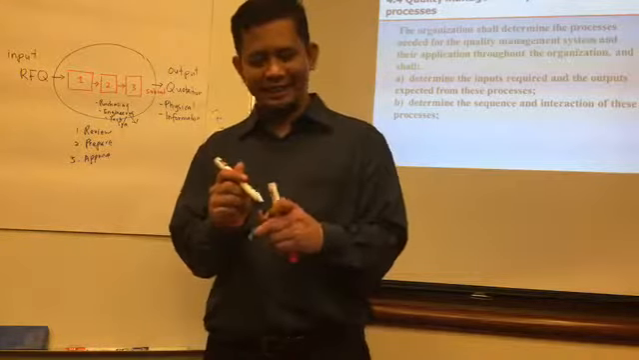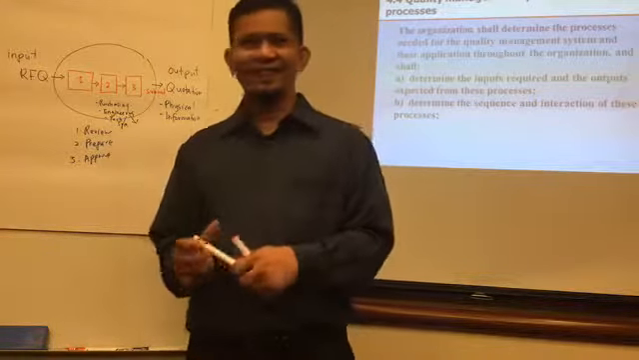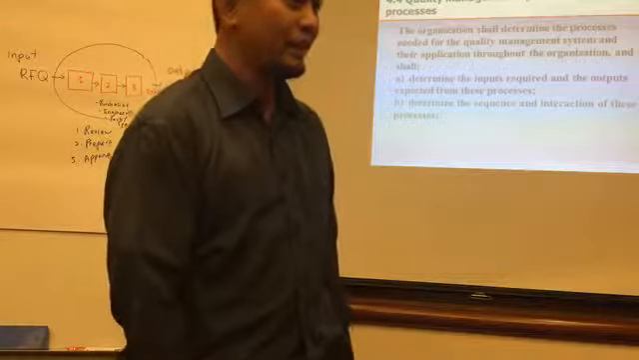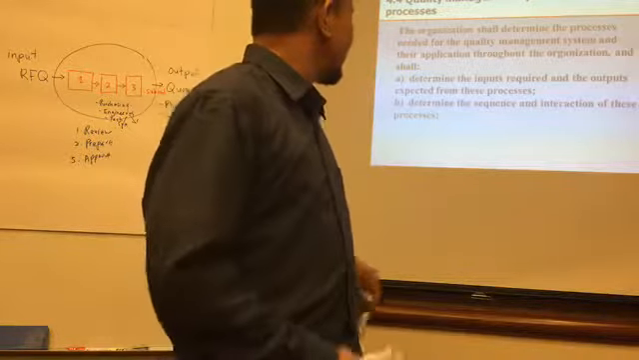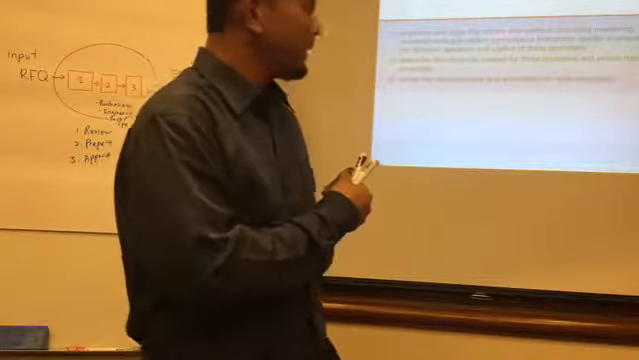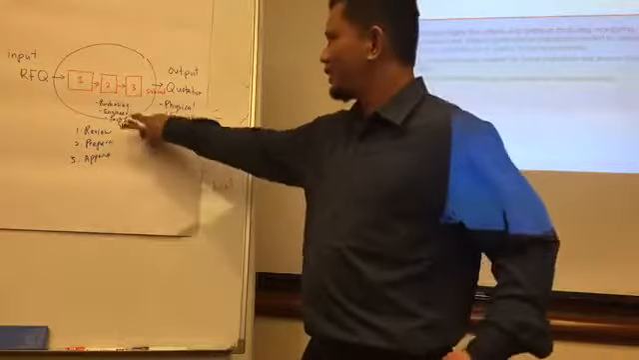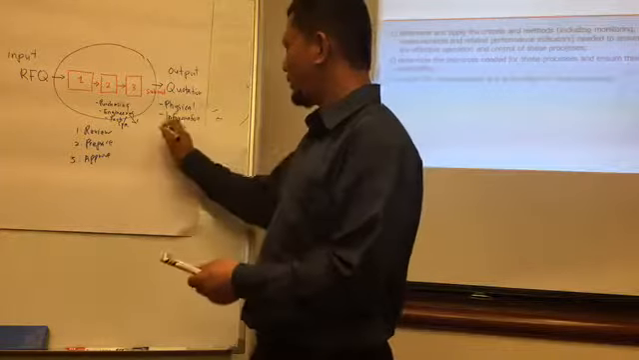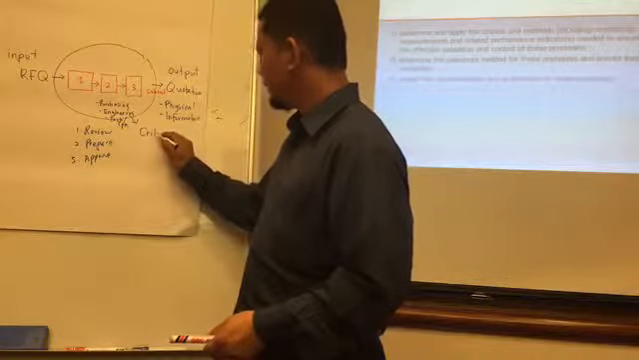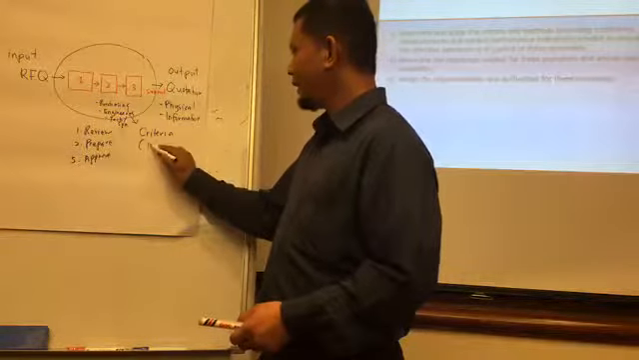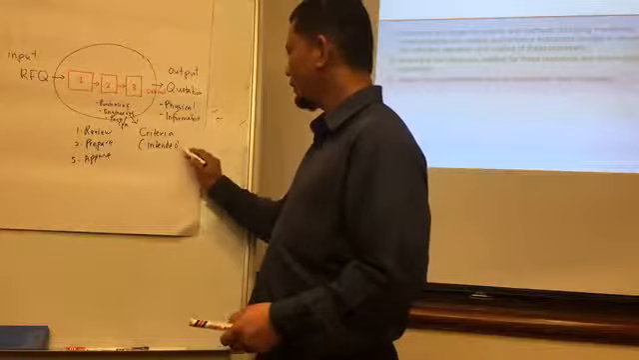Okay, what is C? Determine the criteria. So this is B already. Next one is determine and apply the criteria and method. This is one of the arrows here. This arrow I prefer to use the word criteria, and then I put in brackets intended result.